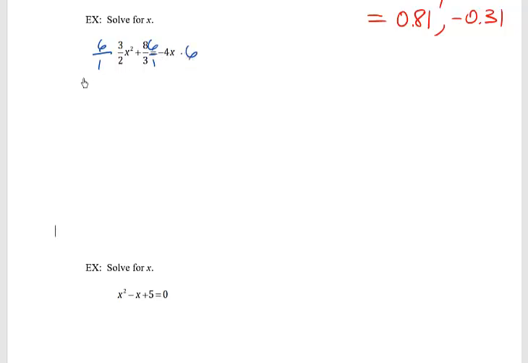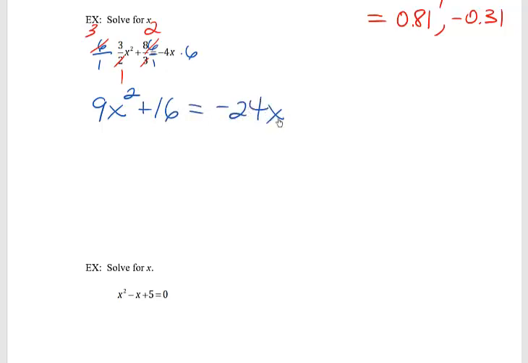Let's do that. I've got a lot of canceling that happens here. 2 goes into 6 3 times. Here 3 goes into 6 2 times. No canceling on the right. And then our equation is now 9x squared plus, I believe, 16, 8 times 2, equals negative 24x.